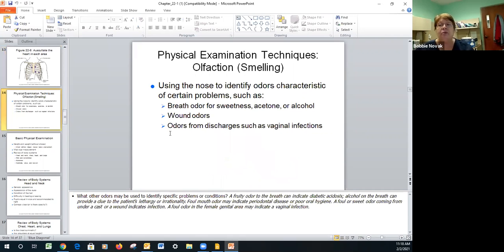Okay, and then we can use our nose. Sometimes your nose gives you more information the minute you walk in the room, right? You're going to identify odors characteristic of certain problems. You can identify somebody who has alcohol on their breath. You can identify somebody who has a sweetness or an acetone smell to their breath, because that gives you an indication of their diabetic status. The odor of wounds. Different bacteria have different odors. Like Pseudomonas is kind of like a flowery odor, okay? But then you have other ones that smell like tuna. And then odors from discharges will also give you information about what's going on with your patient.